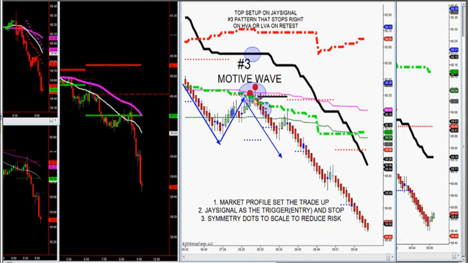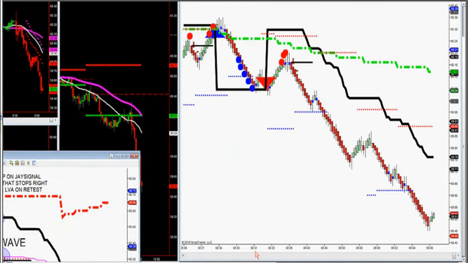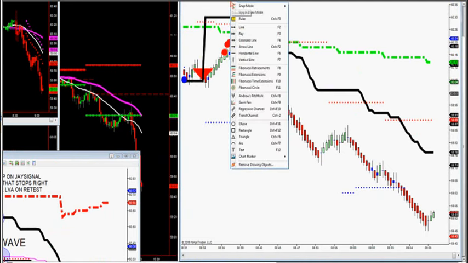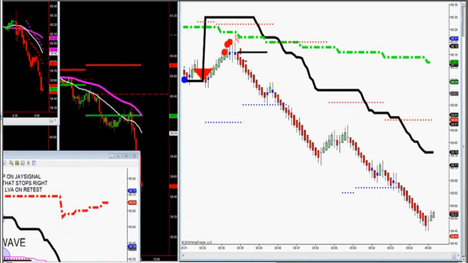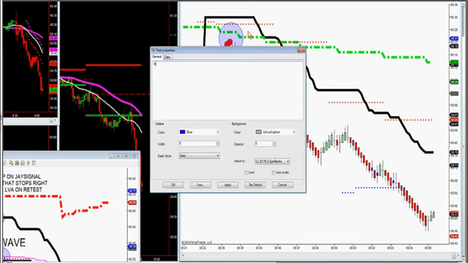Okay, this is your top setup you're going to get on J-Signal when it matches up like this on a motive wave. Remember, we have a motive wave and we have a corrective wave. On the 3-sim, this is a motive wave also right here. It's with 5-minute trend. Look how close I got to market profile. That's a motive wave. Motive waves are better than corrective waves.